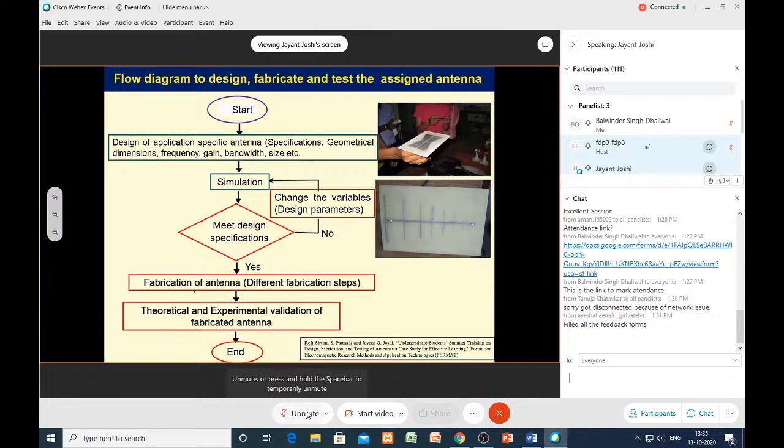So the flowchart is there. Sir has advised me to put this in for our participants. So start, then decide your application, or decide your dimensions, frequency, gain, geometry, bandwidth, then simulate it. If you are achieving your specifications, then proceed for fabrication, testing and experimental work. If not, then go back to simulation, and finally come to your geometry.